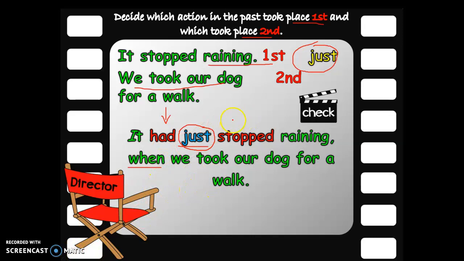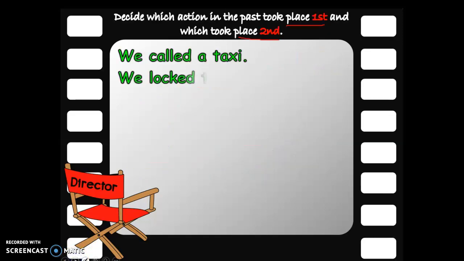Look at the position of just. Just is in the middle, between the auxiliary and the past participle of the verb. The same happens with already. Already, to emphasize that we had done an action before the other action started.